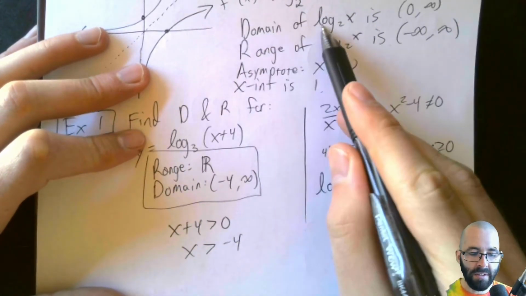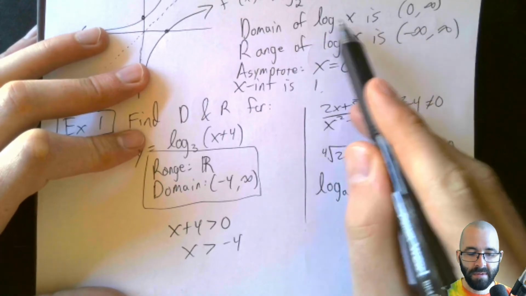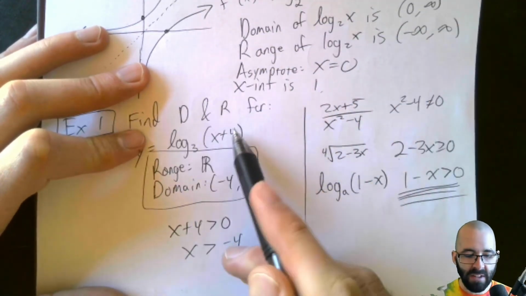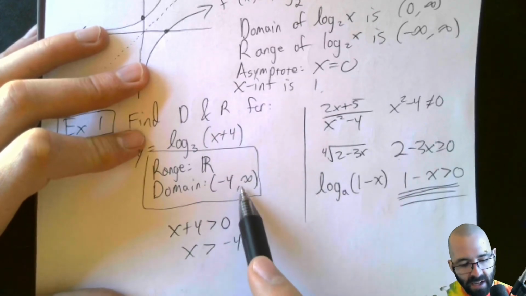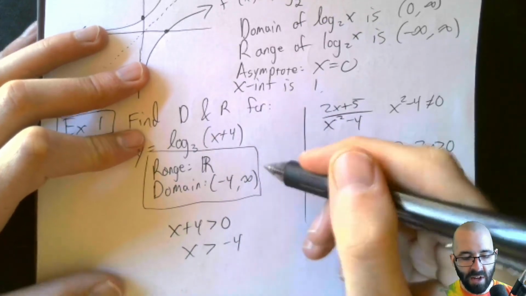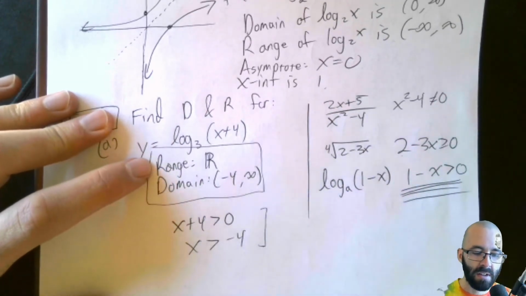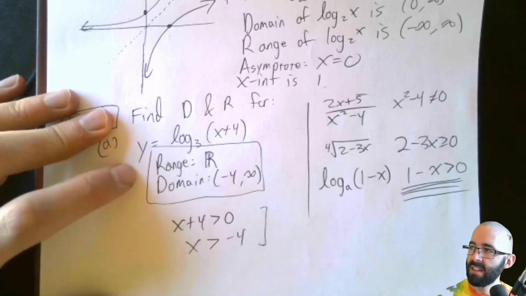Again, it's just the domain of any logarithm. If it's just a normal logarithm, it will be 0 to infinity. But we shifted this one over left 4 units. So now it's -4 to infinity. And other transformations can make this a little messier, but you'll never go wrong if you make the inside greater than 0.